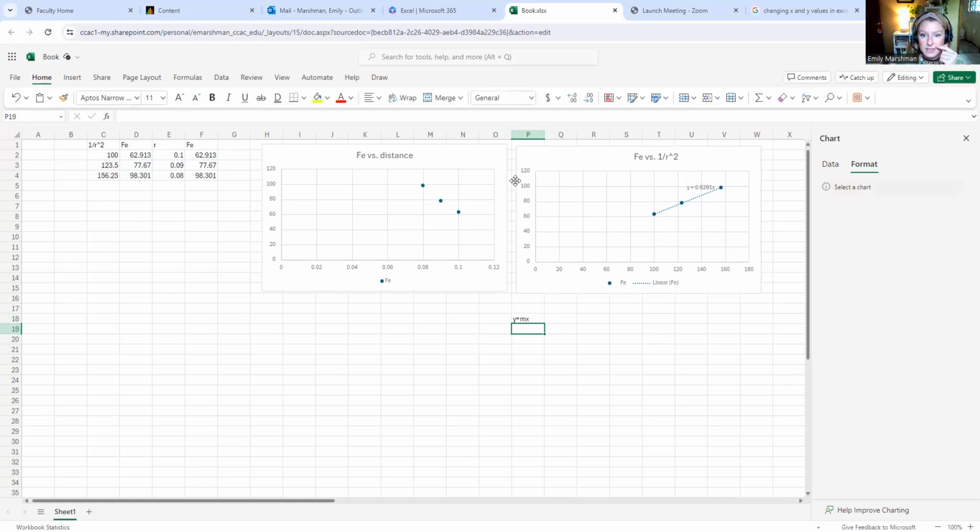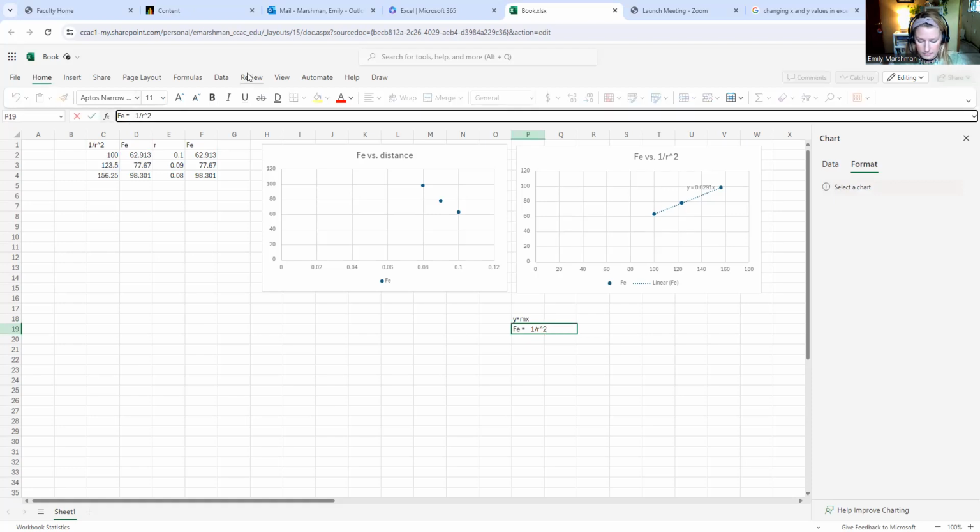On the y-axis, we have the electric force, so electric force, Fe, is like our y, right? And x is 1 over r squared. So the question is, what is the slope of this line? It's 0.6291.